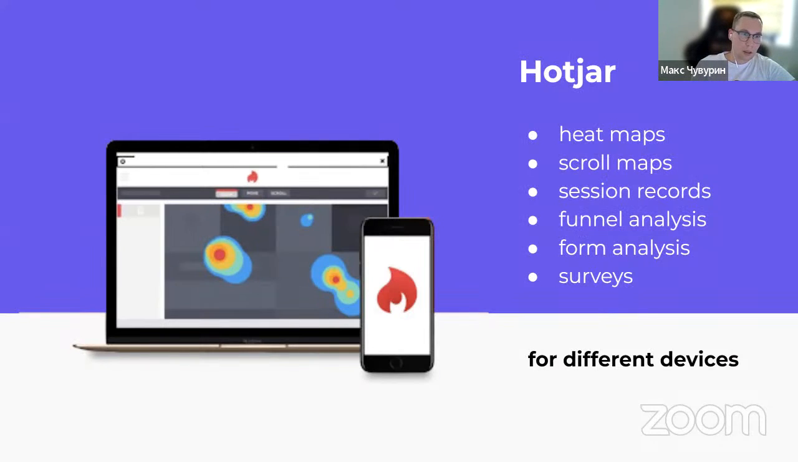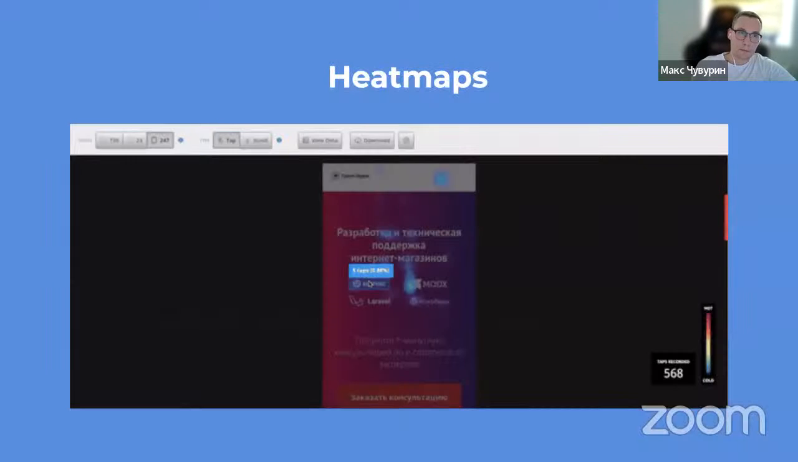Yeah, let me talk a bit about an example using Hotjar. Hotjar is a tool that allows you to collect high quality data with the help of heat maps, scroll maps, session recorders, funnel analysis, form analysis, and different surveys. All these features work for different devices, so you can use it on desktop, mobile, and tablet as well. So you can share and analyze them for the different devices.